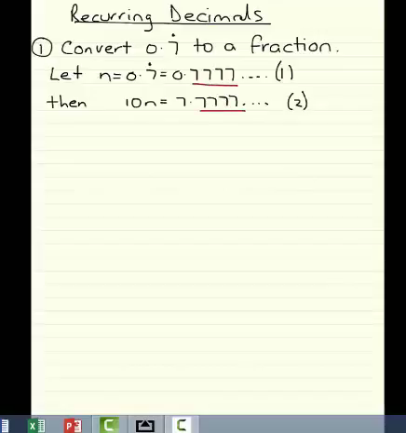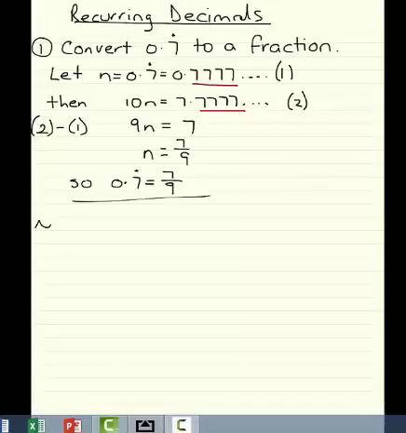Now have a look at our two decimals. After the decimal point, they are identical. Because they're identical, what that means is that I can eliminate. So if I do equation 2 minus equation 1, the left-hand side, 9n, is equal to, on the right-hand side, 7. This is an easy equation to solve. n is equal to 7 over 9. So 0.7 repeater is equal to 7 over 9.